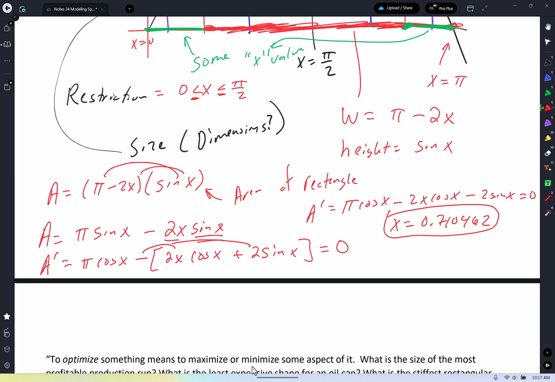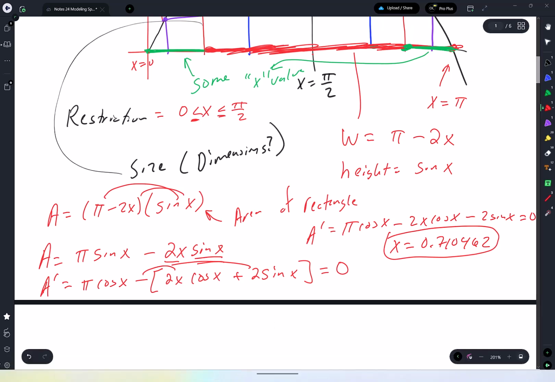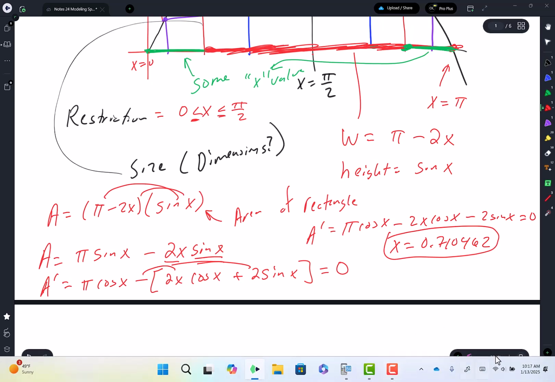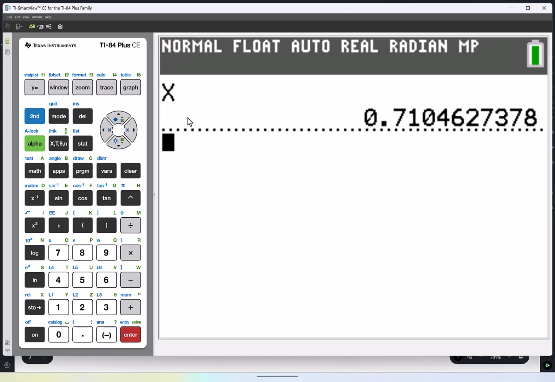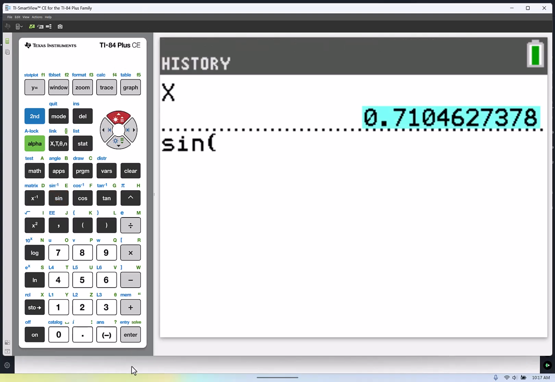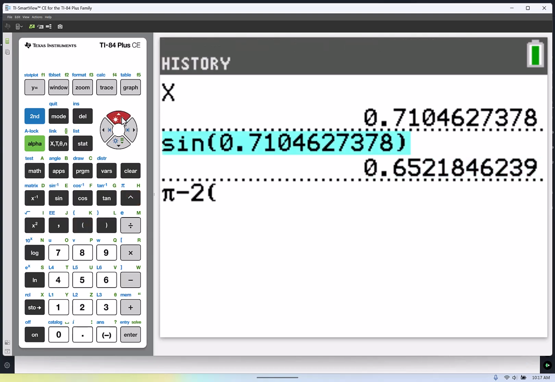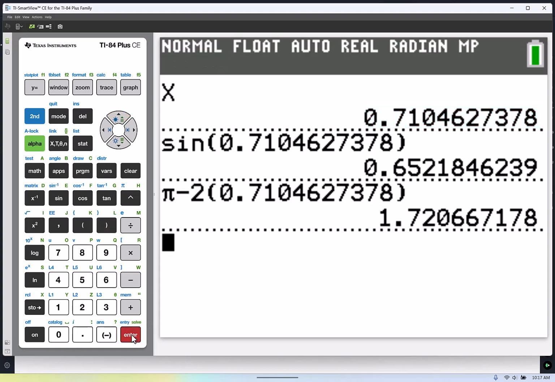It wants my dimensions. Ready? We almost got it, guys. We just need the dimensions. How do we get it? We just plug it in here, into this. Width and height. So sine x. I'm just going to go sine of this number. That is my height. And then what was my width? Pi minus 2x. That is my width.